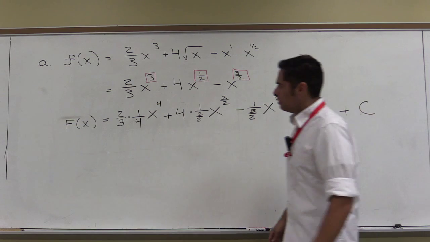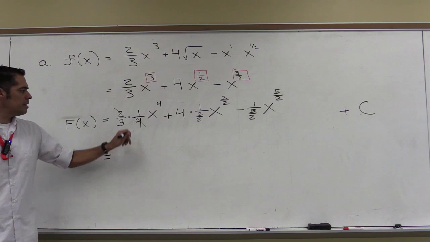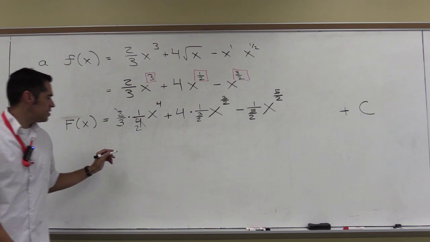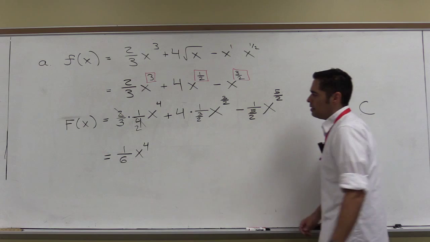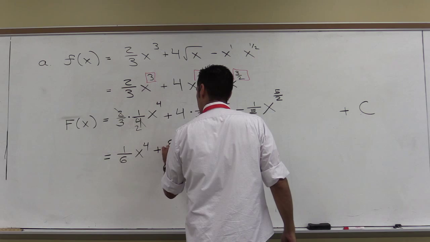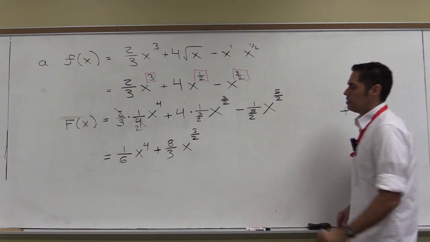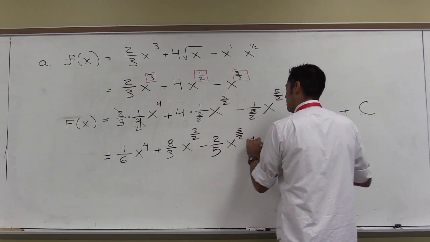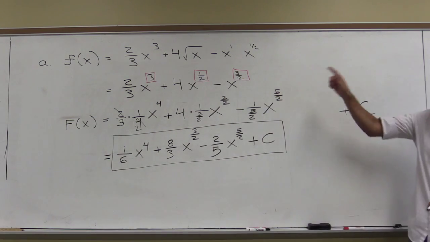All right, let's put all this together. I have a 2 that reduces here. So I have 1s across the top and 3 times 2. So I have 1/6 x to the 4th. See, what do I have here? 8/3. Flipping and then multiplying. 8/3 x to the 3/2. And then finally minus 2/5 x to the 5/2. Plus my constant. And then I box this up. That's my general antiderivative of that function.